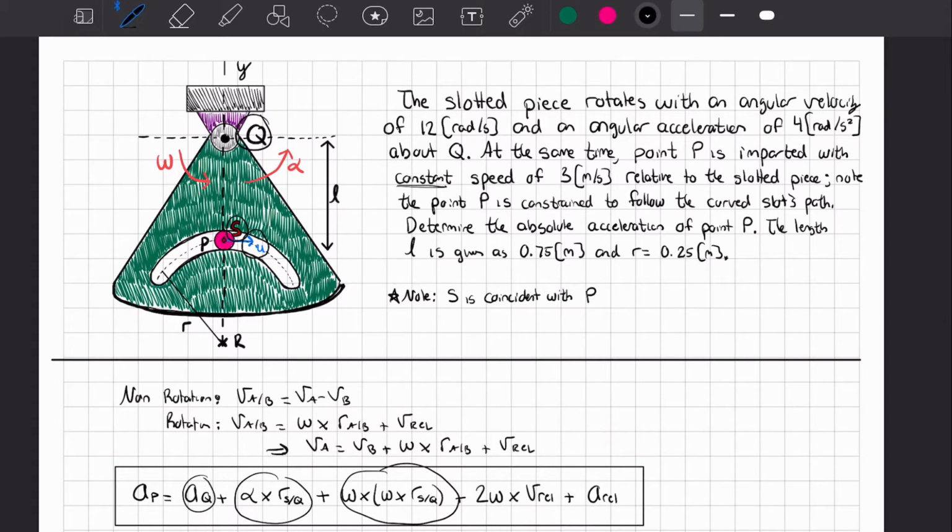Then we have 2 omega cross v relative, and that is the Coriolis acceleration. And that essentially is the difference between the acceleration of point P relative to the coincident point S as measured from non-rotating and rotating reference frames. And finally, we have our a relative term, which is the relative acceleration of P with respect to our rotating axes themselves.